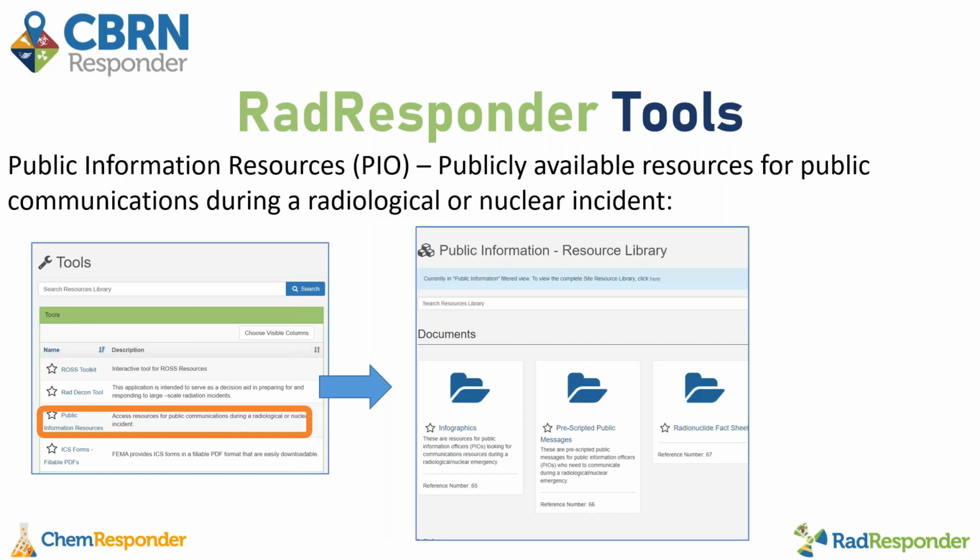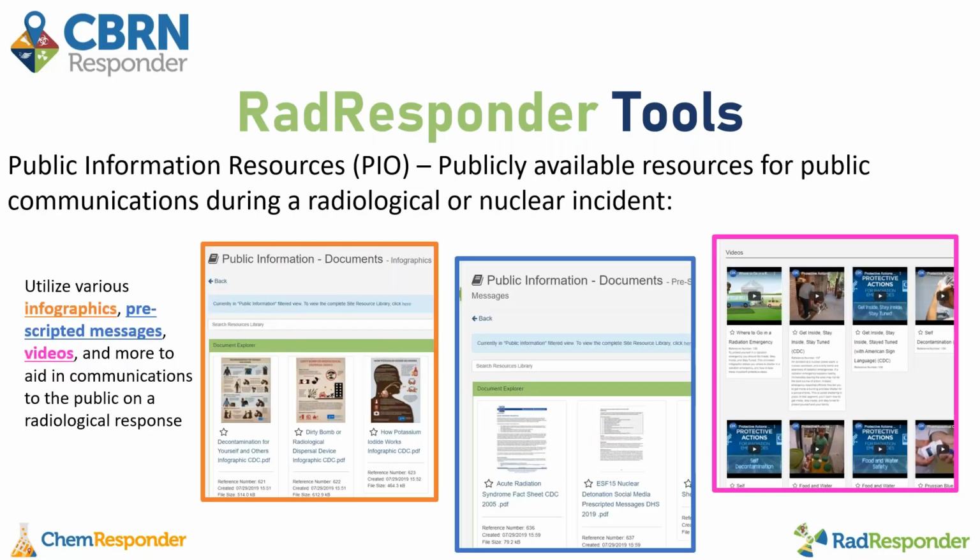Public Information Resources, or the PIO library, is publicly available, and this is to be used for public communications during a radiological or nuclear incident. Since these resources are publicly available, you'll be able to access this before you log in, and you can utilize various infographics, pre-scripted messages, videos, and more to aid in communication to the public on a radiological response.